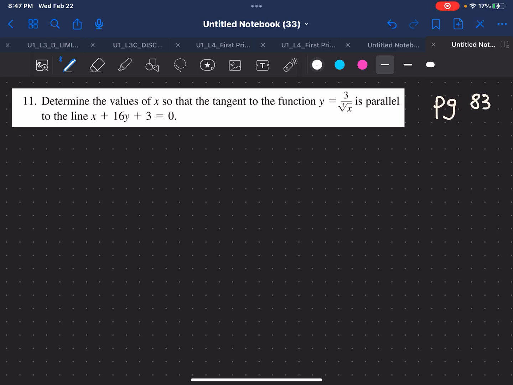Hi everyone, let's continue with question number 11 on page 83 from the textbook. We're reviewing for unit number 1. The question says we have to find the values of x so that the tangent to the function y equals 3 over the third root of x is parallel to the line x plus 16y plus 3 equals 0.